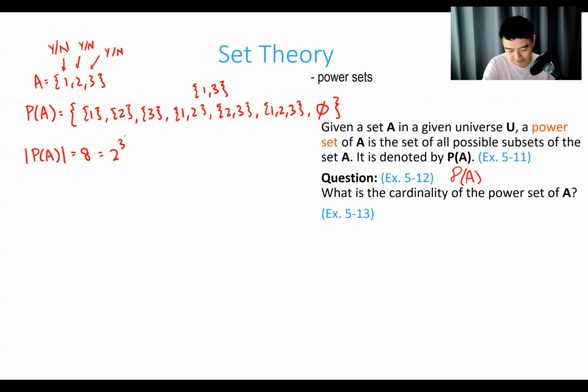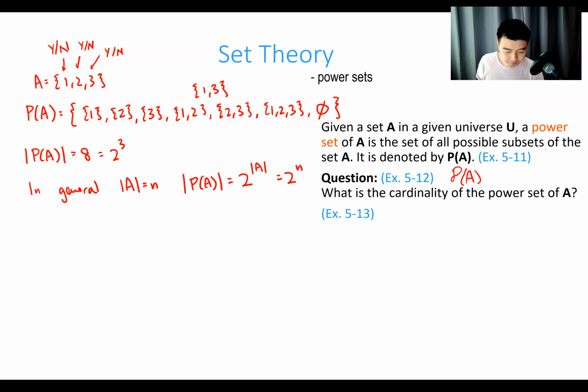So in general, if the size of A is equal to n, then the size of P of A is 2 to the power of n. Or another way to say that, it is 2 to the size of A. Just remember this as a definition. This is actually an important theorem that we're going to come back and use later on in the course. But we can actually see where this equation comes from.